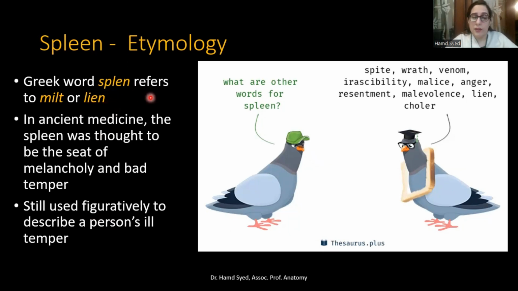Now, in ancient medicine, the spleen was thought to be a seat of melancholy and bad temper. So some person might say, I wanted to vent my spleen. Well, this was used figuratively to describe a person who is ill-tempered or just wants to throw out their anger, and then they would say, I am venting my spleen. So that is a bit of the etymology related to this organ that we're talking about.